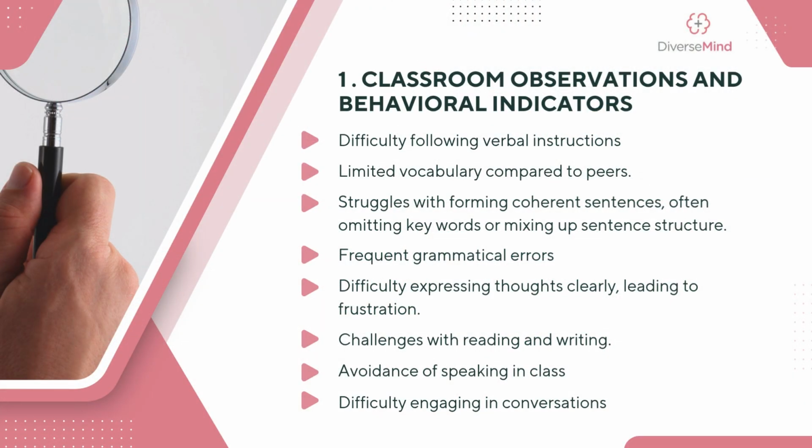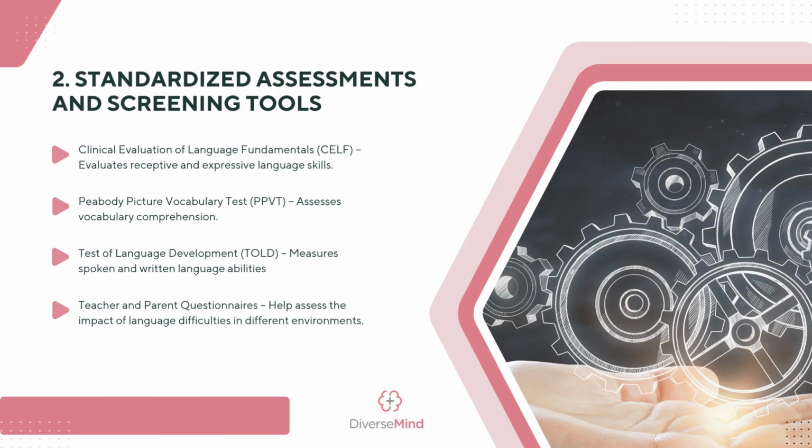1. Classroom observations and behavioral indicators. Difficulty following verbal instructions. Limited vocabulary compared to peers. Struggles with forming coherent sentences, often omitting keywords or mixing up sentence structure. Frequent grammatical errors. Difficulty expressing thoughts clearly, leading to frustration. Challenges with reading and writing. Avoidance of speaking in class. Difficulty engaging in conversations.